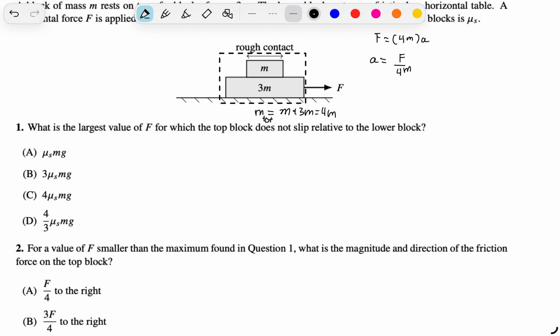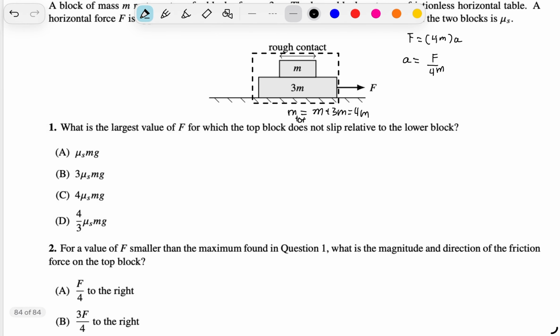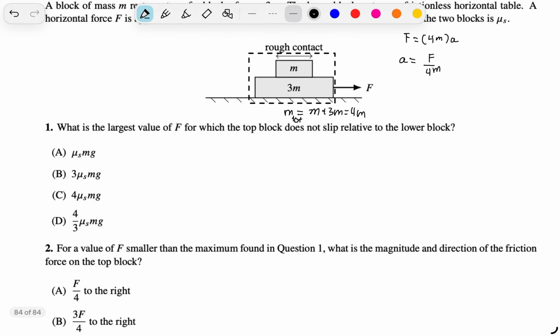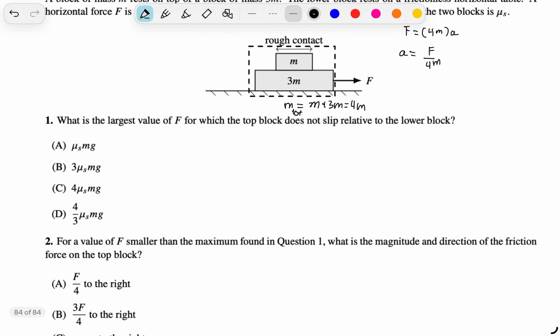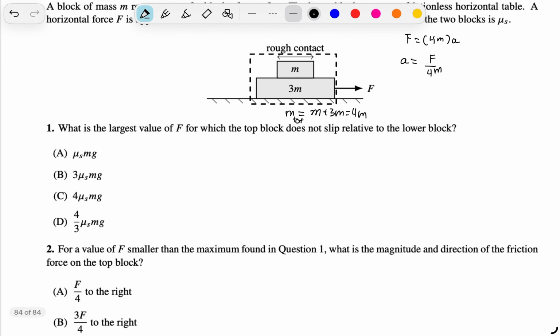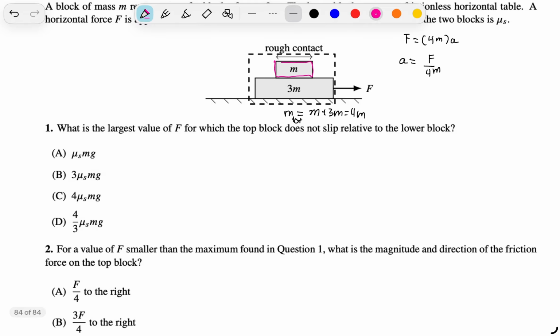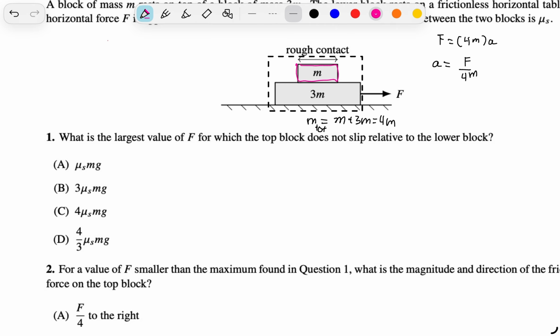So we know that in order for the top block to move with the bottom block, friction has to be accelerating the top block. So let's do Newton's second law for the top block here, because we're going to have a force of friction as well. So we have the summation of our forces is equal to mass times acceleration. Now, the only horizontal force acting on the top block is a static friction that is going to be pointing this way. So you have that your static friction is equal to your mass times acceleration.